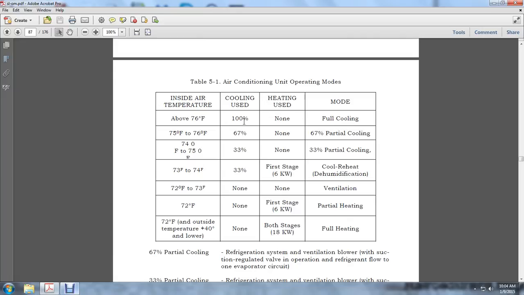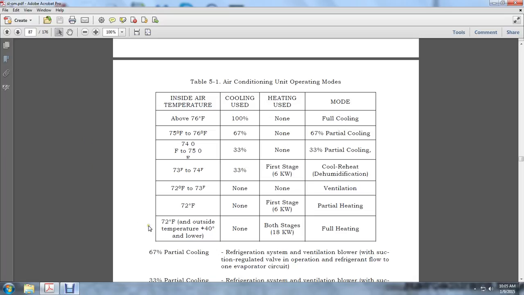74 degrees Fahrenheit to 75 degrees: 33% of the cooling is used, none of the heating is used, and 33% partial cooling. 73 degrees Fahrenheit to 74 degrees Fahrenheit: at the first stage, 6 kilowatt, cool reheating for dehumidification. 72 degrees Fahrenheit to 73 degrees Fahrenheit: none of the cooling is used, and heating used is none, ventilation mode. 72 degrees Fahrenheit: none of the cooling is used, and the first stage of the 6 kilowatt heating is used, partial heating mode.